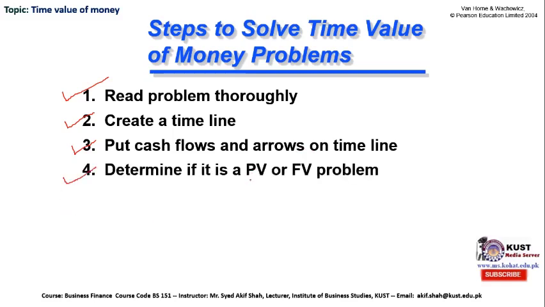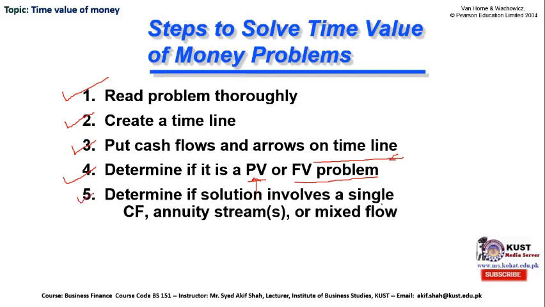Fourth, determine if it is a present value or future value problem. As a hint, if the narration consists of a particular word which is explaining that this amount will compound for 1, 2, or 3 years, then it will be a future value question. However, if the narration consists of discounting this value for 2 or 3 years, then it will be a present value question. So you need to determine if the question is asking you to find out the present value or future value.